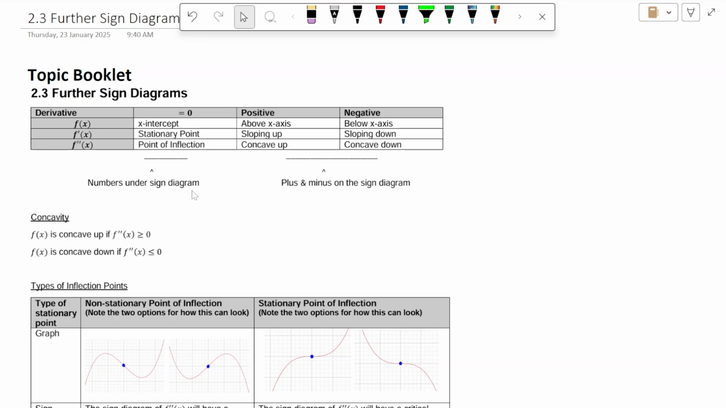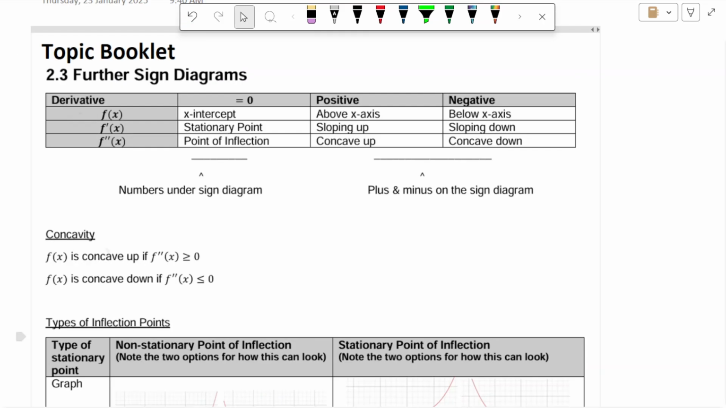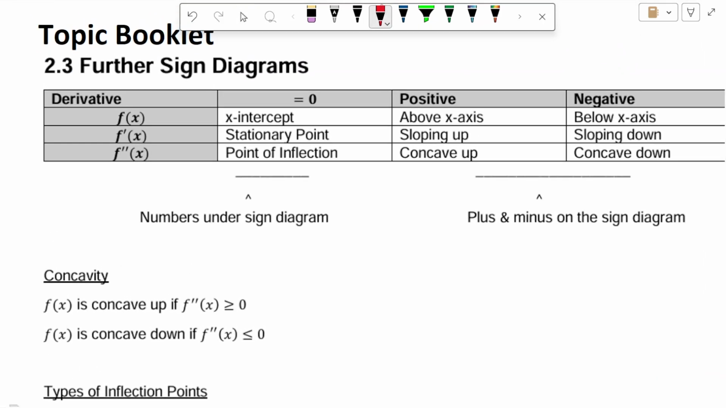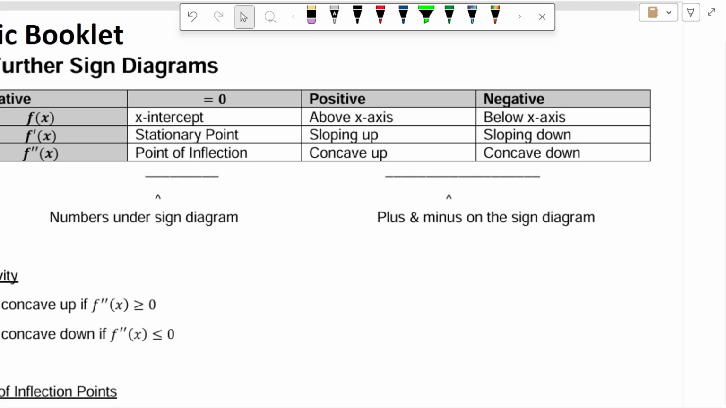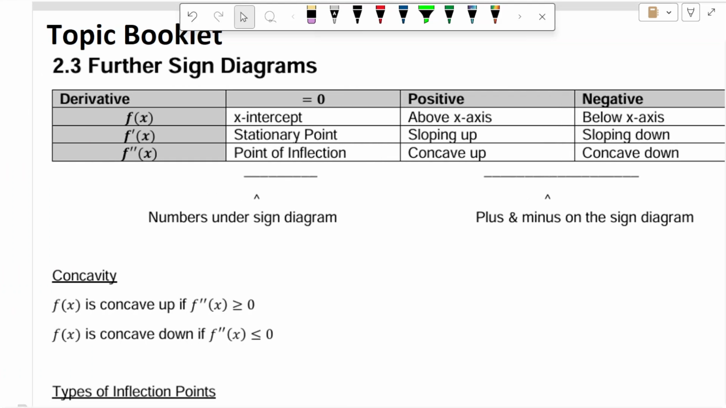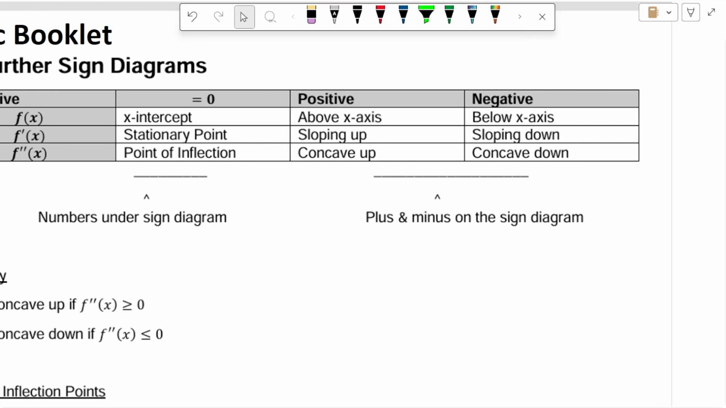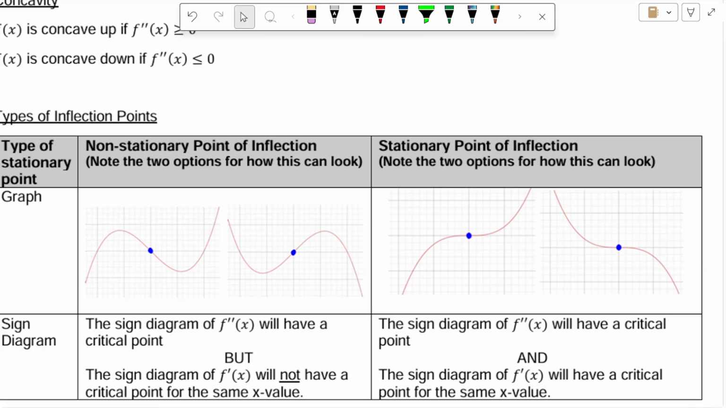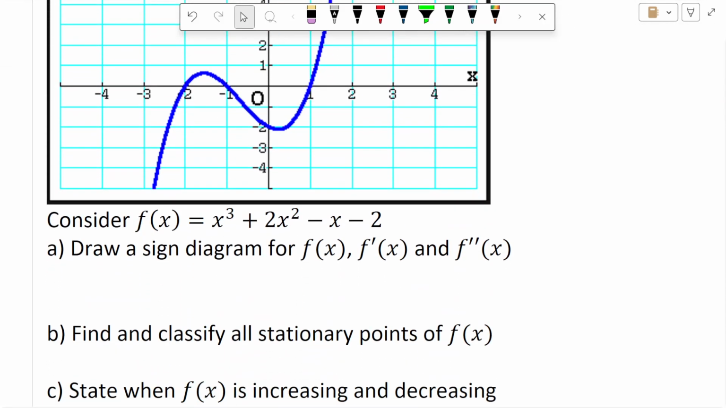In this video, we're looking at further sign diagrams. What I mean by this is we'll be drawing sign diagrams of f, f dash, and f double dash, all three. We can use this little table to help us do this. Basically, these things here on the left are the numbers you put underneath the sign diagram. And then to get the pluses and minuses on the sign diagram, you use this stuff on the right. So hopefully that'll make sense when we do this example here.